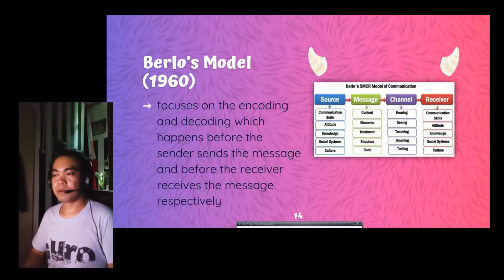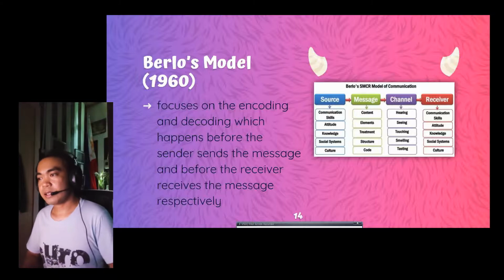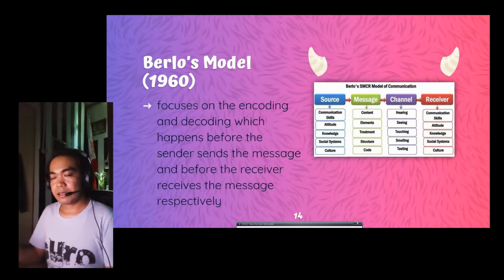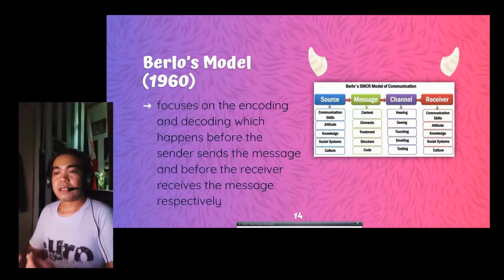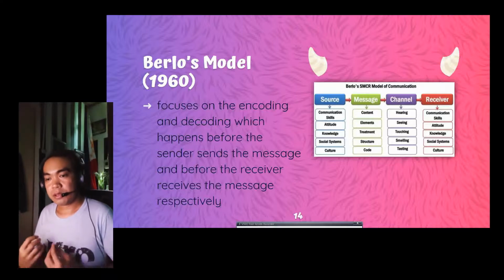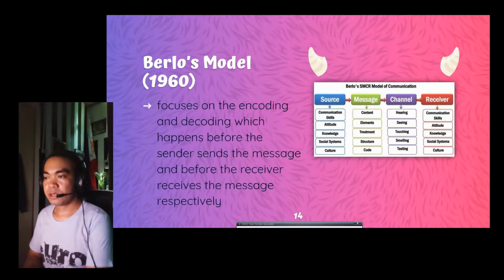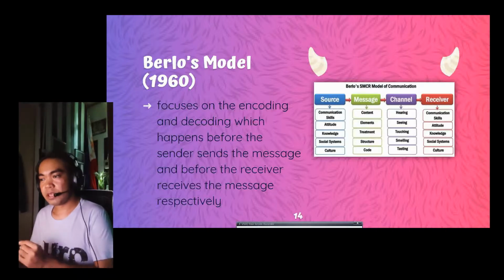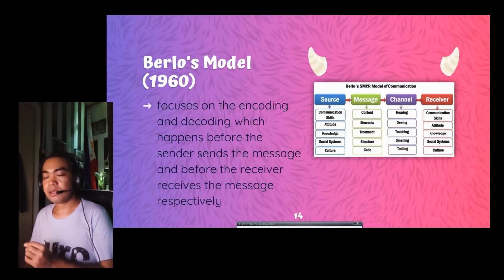Next, we have Berlo's model, which was published in 1960. This is also known as the SMCR model. Okay, it focuses on the encoding and decoding, not really on the sender, the message, or the receiver, but on the process of creating the message, delivering the message, receiving the message, and understanding the message. So Berlo focused more on how the message is sent, how it is received, and how it is understood. If you notice in the picture, we have the source, which highlights communication skills, attitude, knowledge, social systems, and culture. These have to be at the same level as the receiver, who must have the same communication skills, almost the same attitude, knowledge, social systems, and culture.